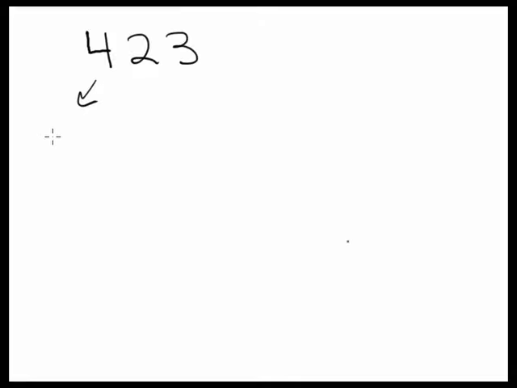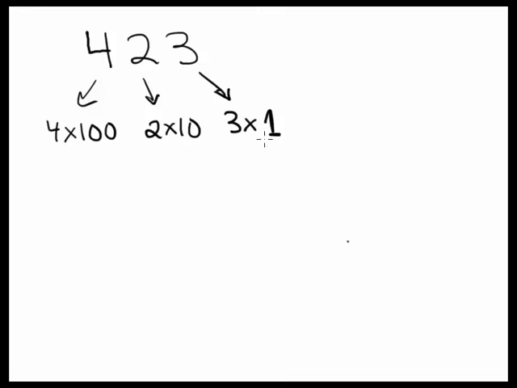Now we know that in this 423, this 4 is referring to the fact that we have 4 of these things that are hundreds. The 2 is referring to the fact that we have 2 of these things that are tens. And the 3 is referring to the fact that we have 3 of these ones, or 3 units, right?